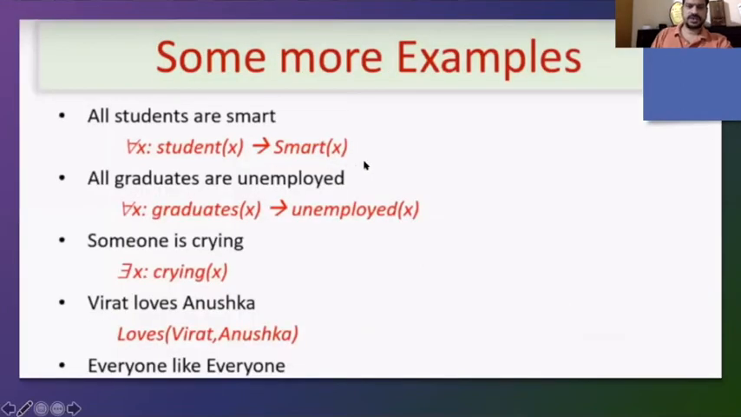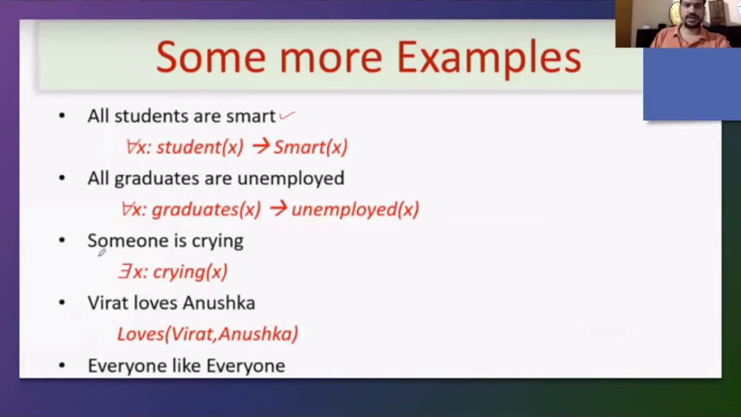Let's see some more examples related to these quantifiers. All students are smart. How can you represent it? For all x, if x is a student, then x is smart. All graduates are unemployed. How can you write it down? For all x, if x is a graduate, then x is unemployed.